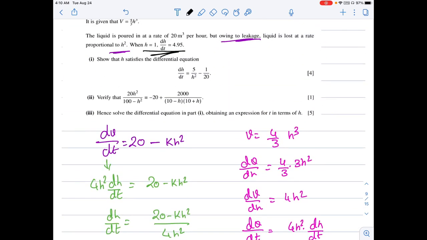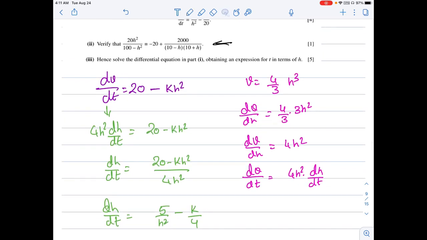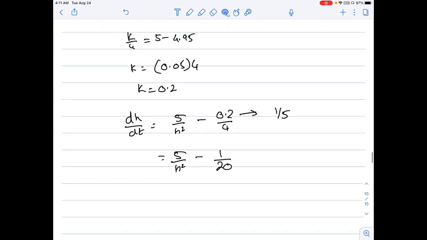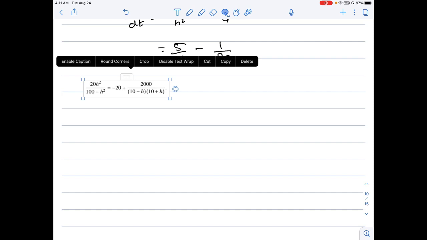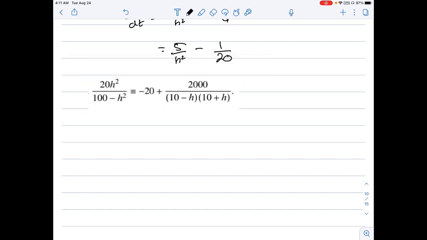Second part, verify 20 h square upon 100 minus h square is equal to this much. He is asking us to verify this one, and it is only a 1 mark question. So just simplification. So what am I going to do? I am going to copy this one and take it to the next page. I have to verify this part.